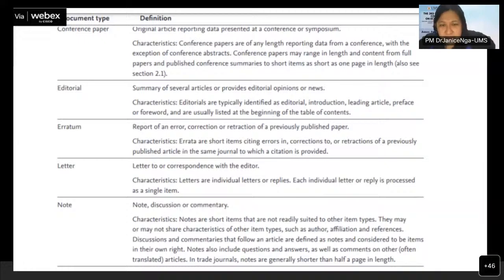Right. There are times you do make a mistake in your writing. Everyone makes mistakes, even after being published. So if you notice a published paper and find there are errors, then that can be included in an erratum, okay, errata. Okay, so short item, citing, and all these things.